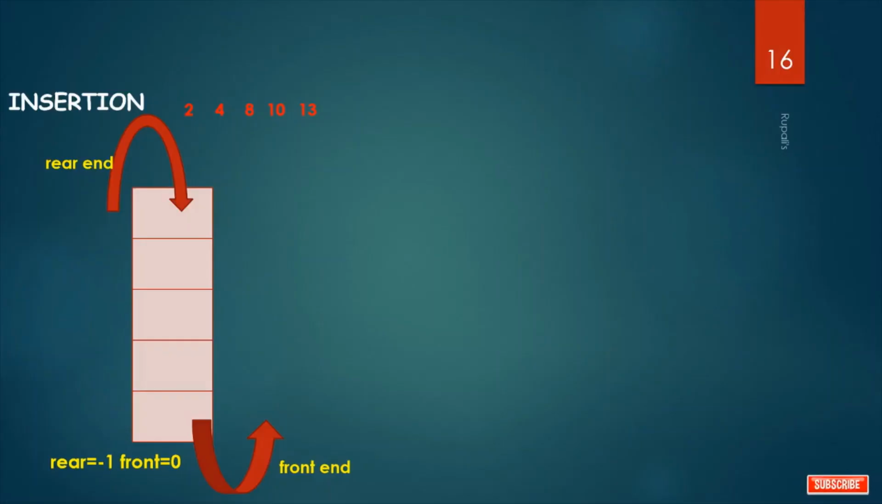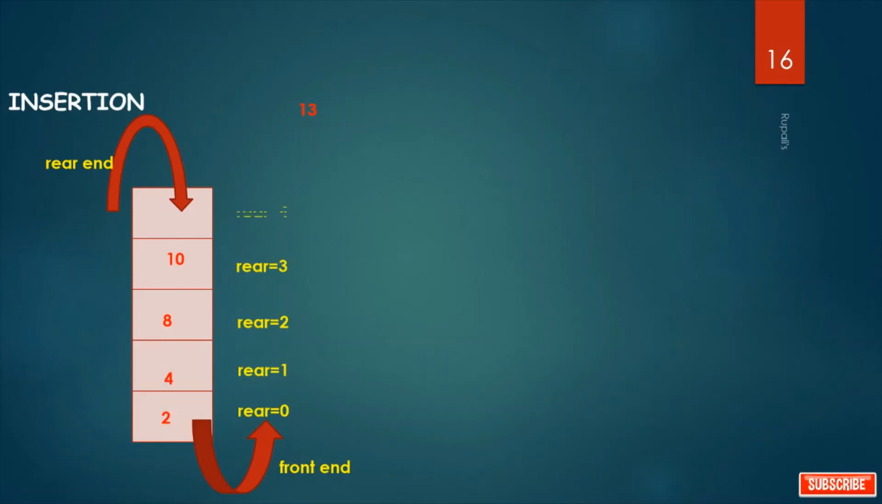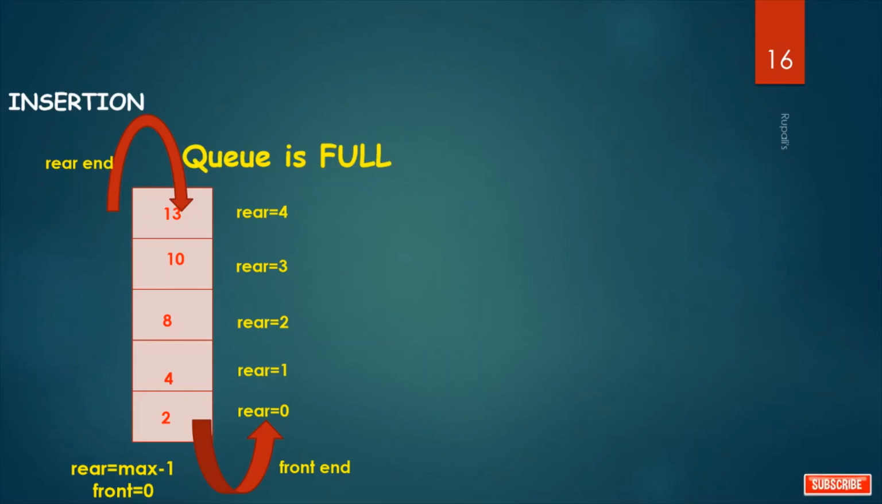Now see, in case of linear queue, first you have to increase rear for insertion: increase rear, insert element, increase rear, insert element, and so on. In this way you have to do your insertion. Now your queue is full. So what is the condition of full? That rear equals max minus 1.